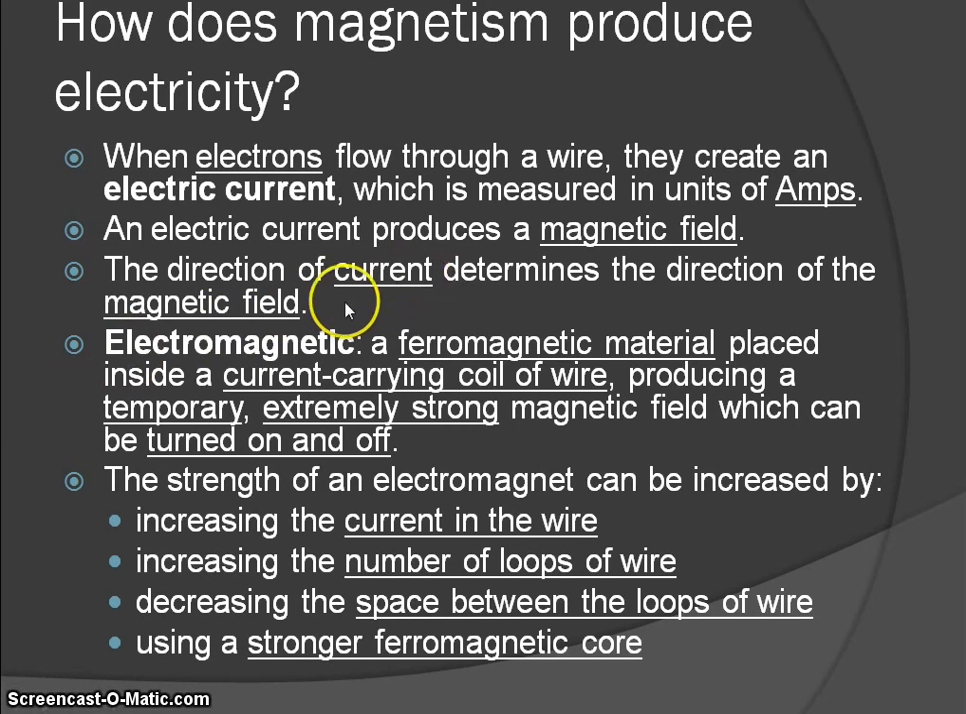Using electricity, we can make an electromagnet, which is great because we can adjust the strength of that magnet and we can turn it off and on. We can adjust it by changing the current in the wire, the number of loops, the space between the loops, and the type of core we use to make that electromagnet.